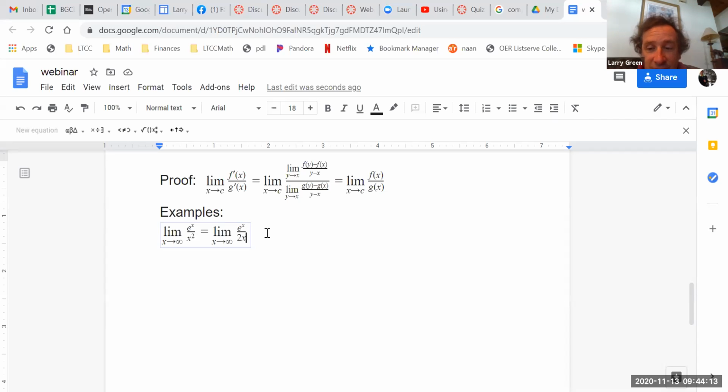Okay, the 2 and the 2x is no big deal. You can pull that outside if you felt like it. So I can use L'Hopital's rule again, cross my fingers and see if this is going to work. So what I can do is do it again. Derivative of e to the x again is e to the x. What's the derivative of 2x? Yeah, derivative of 2x is 2.